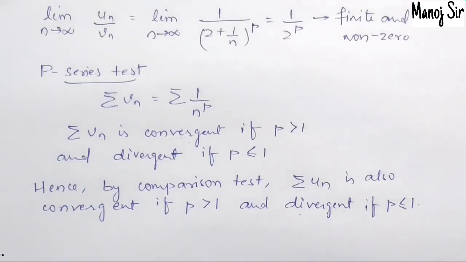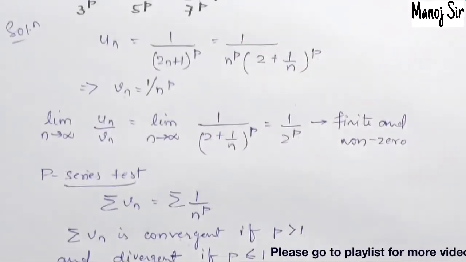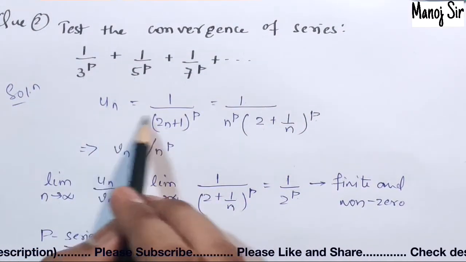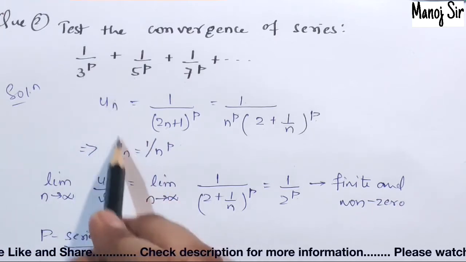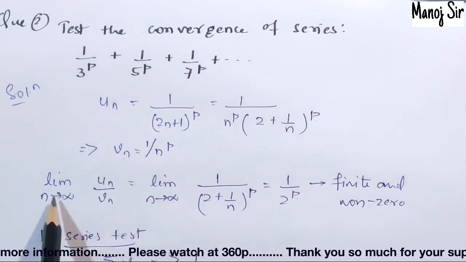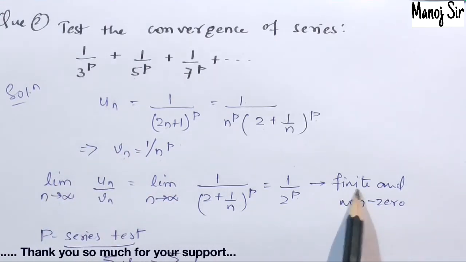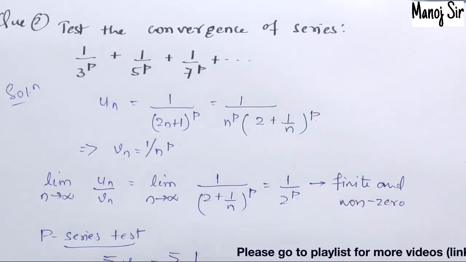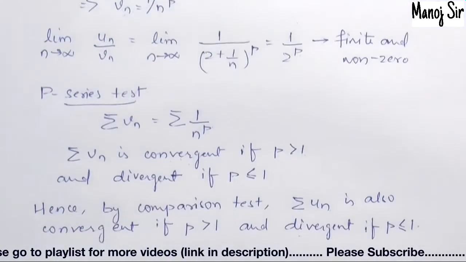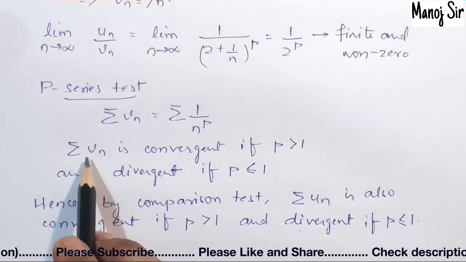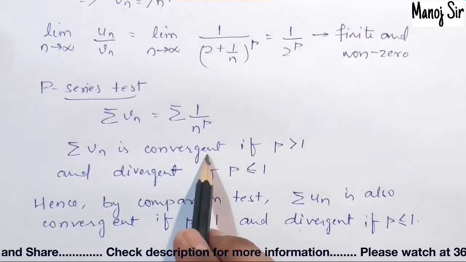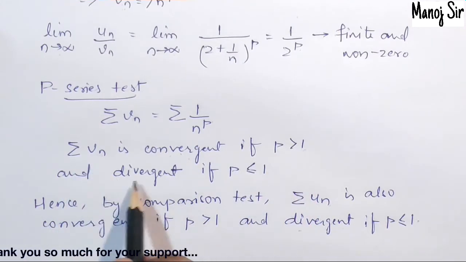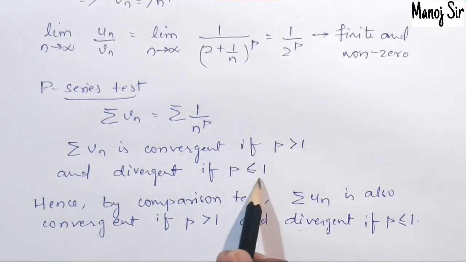So in this video what was important is how to find un, and from here we need to find vn. If you use these to find the limit, you will get a finite and non-zero value. Since the limit is finite and non-zero, we need to perform the p series test. As per the p series test, summation vn is convergent when p is more than 1, and vn will become divergent when p is either less than or equal to 1.